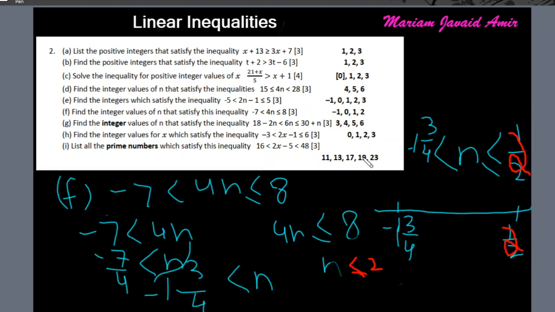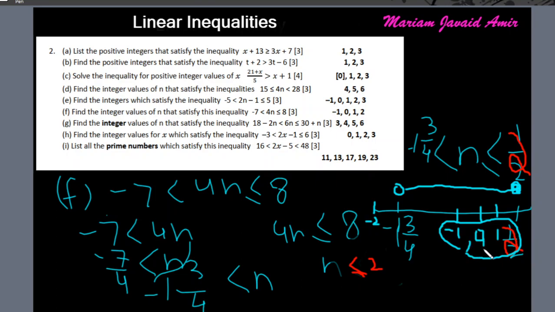So we're looking for values bigger than minus 1 whole 3 by 4 and less than equal to 2. 2 is included. So what would be those values? Values smaller than 2 would be 1, and then 0, and then minus 1, and then not minus 2, because minus 2 would be even smaller than minus 1 whole 3 over 4. So the integer values in this range would be minus 1, 0, 1 and 2. This is the answer for this part.